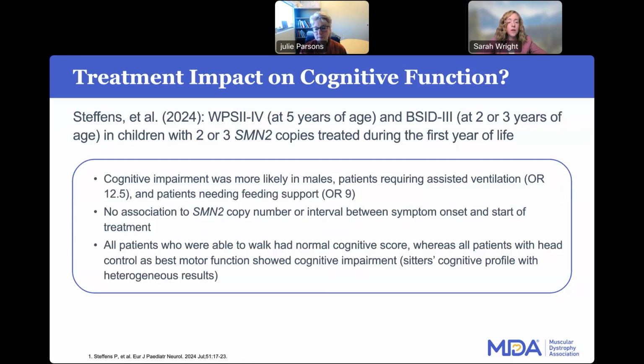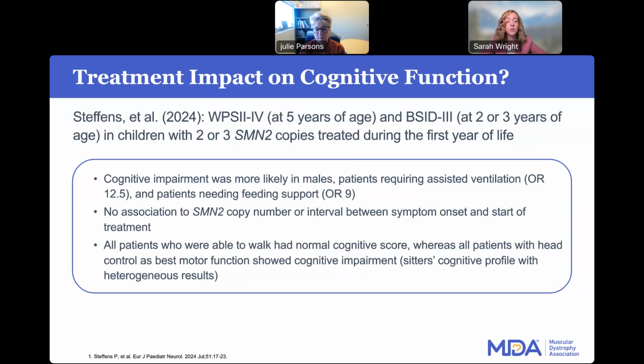One group, Steffens, looked at the Wechsler scale of intelligence as well as the Bayley in children with either 2 or 3 copies of SMN2 spinal muscular atrophy who were treated within the first year of life. They really didn't seem to find any association with the overall SMN2 copy number or the interval between symptom onset and start of treatment with regards to cognitive dysfunction. However, they were able to find that those patients who were more severely affected, patients requiring assisted ventilation or needing feeding support, seem to have more cognitive impairment, which I think highlights two things.